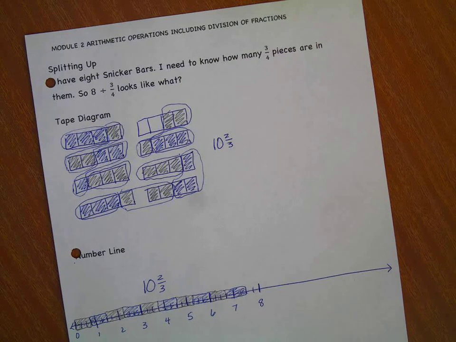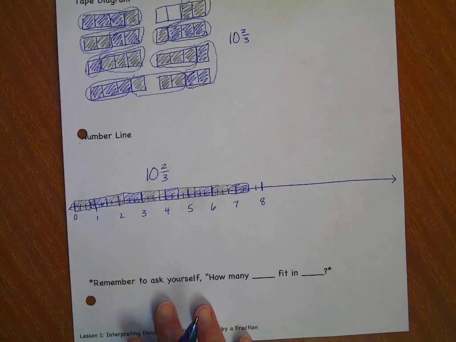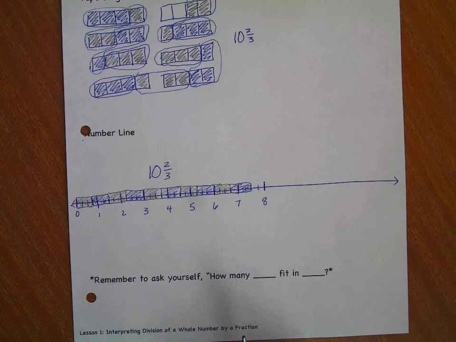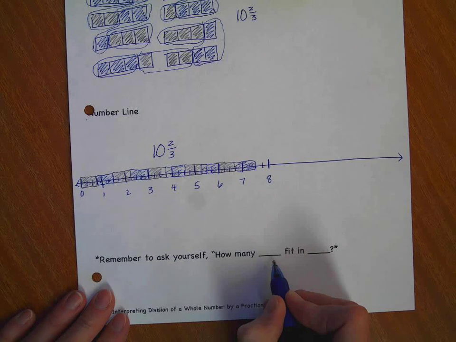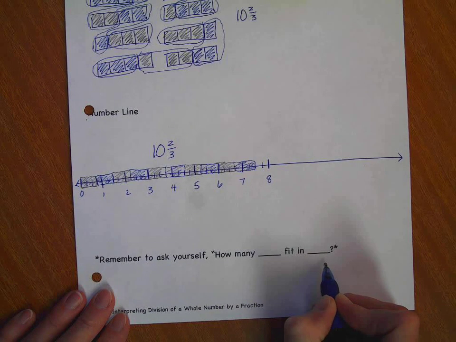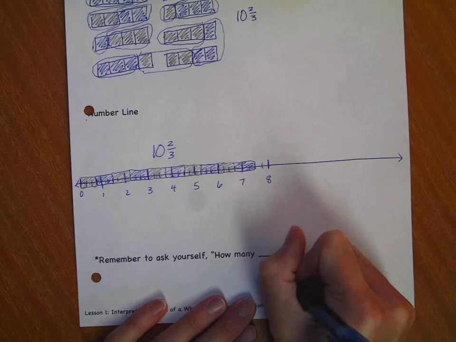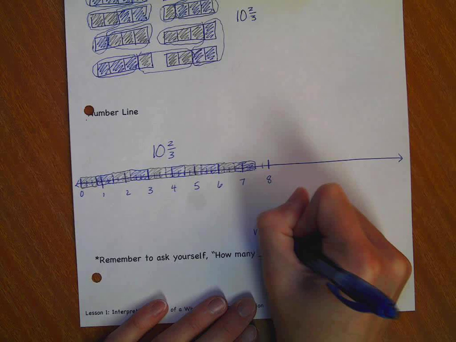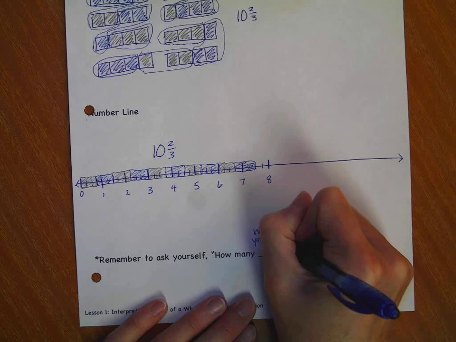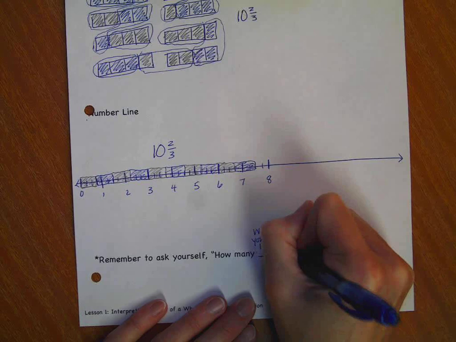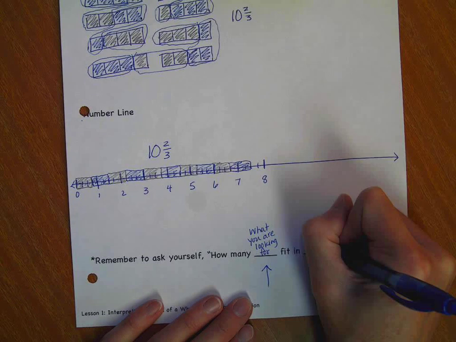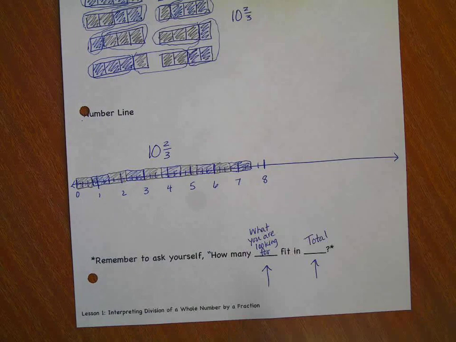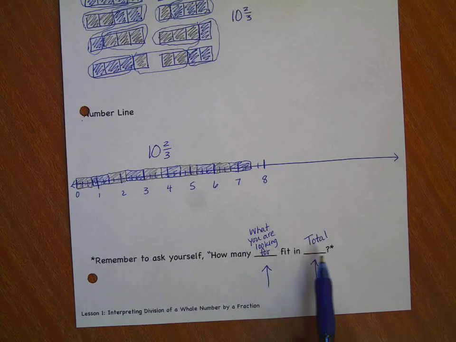So you can use the tape diagrams to help. You can use the exploding dots like we did before. You can use number lines. And so basically what this whole entire lesson is, if you remember to ask yourself how many of whatever you're looking for fit in what you've got. Okay, so this one right here represents what you are looking for, and then this one represents your total, or what you have. Okay, so that's how you remember how to use the question.